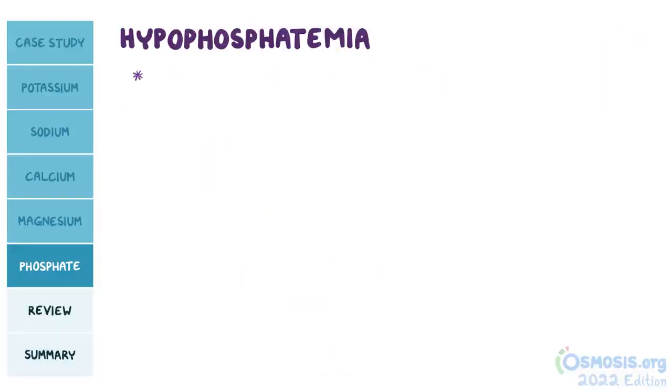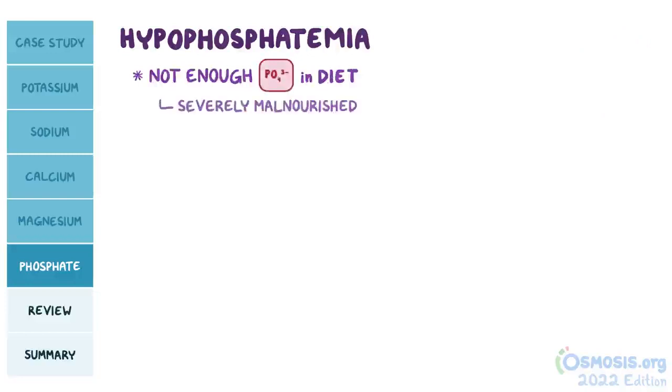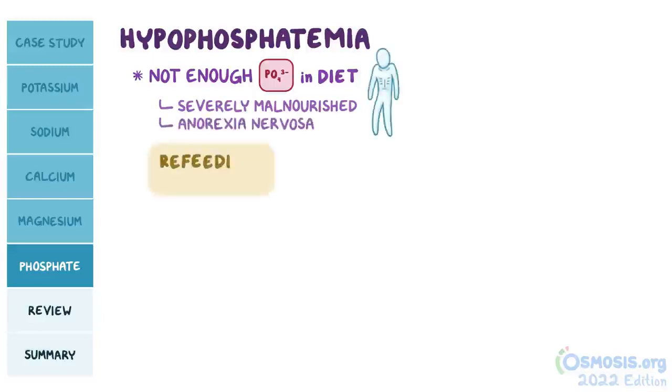Alternatively, a person might not get enough phosphate in their diet, although this is unusual because it's found in nearly all foods. The exception is someone who's starving and severely malnourished, or someone who's actively depriving themselves of food, like in anorexia nervosa. Now, there's also something called refeeding syndrome.